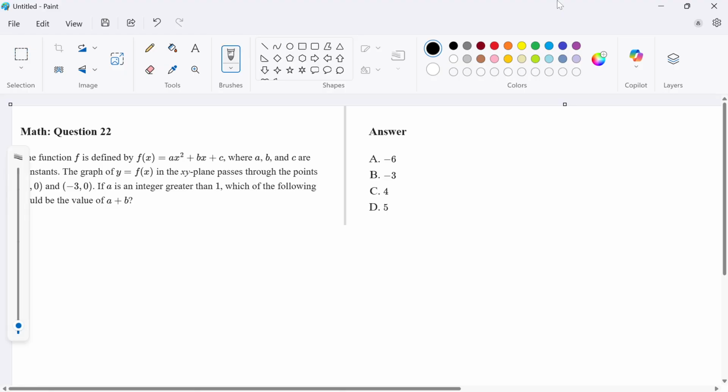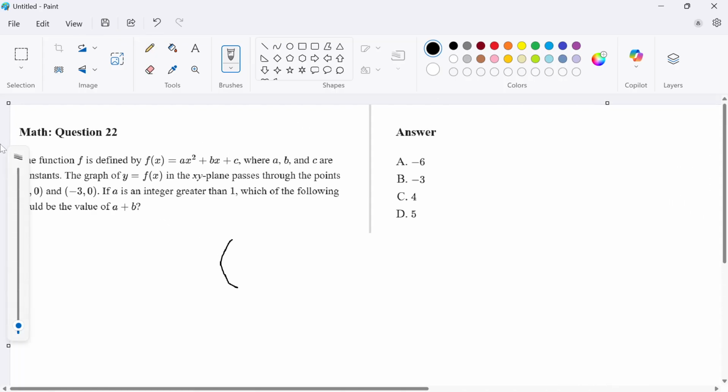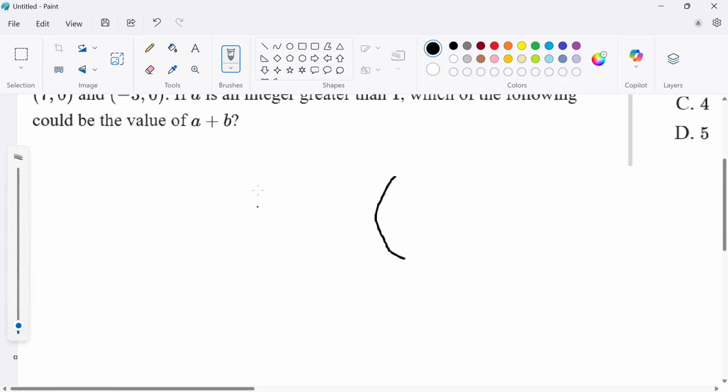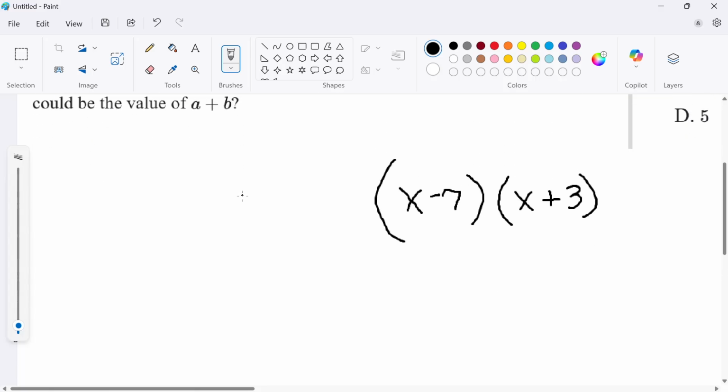So let me try to reconstruct this from the zeros. Okay, so I can see the point (7, 0), so that means x minus 7 is a factor. And then (-3, 0), so that means x plus 3 is a factor. And now I can multiply those together.